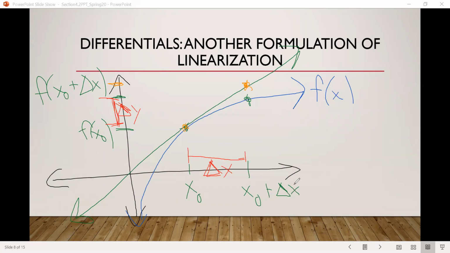And so we're going to have a different name for the difference between the output value for x sub naught on the tangent line with the output value for x sub naught plus delta x on the tangent line. So that's going to be the distance from down here up to here now. We're going to call that dy.